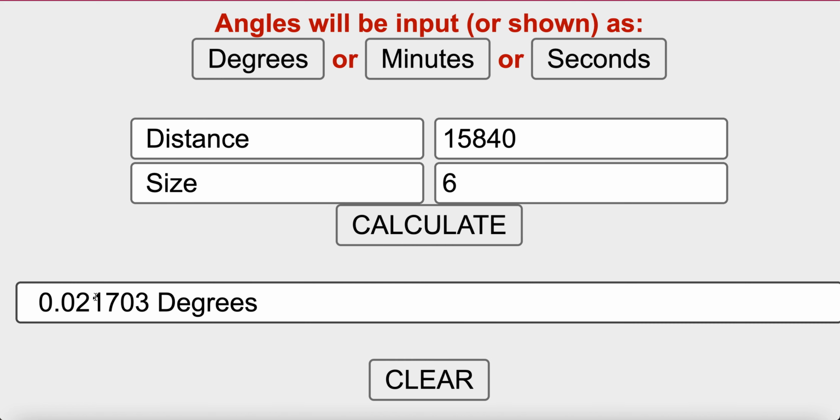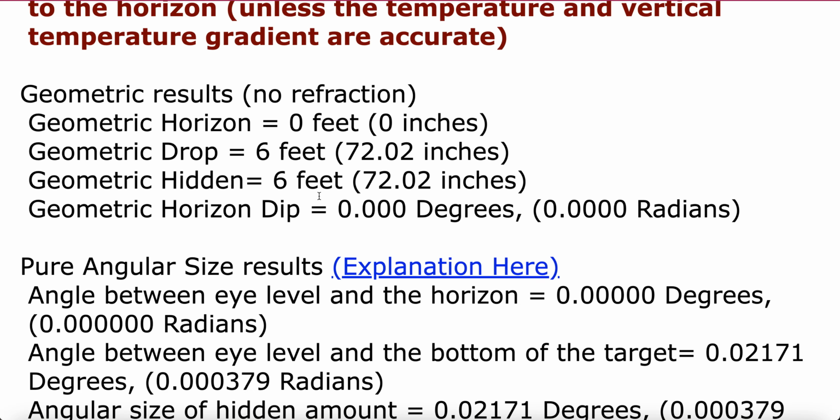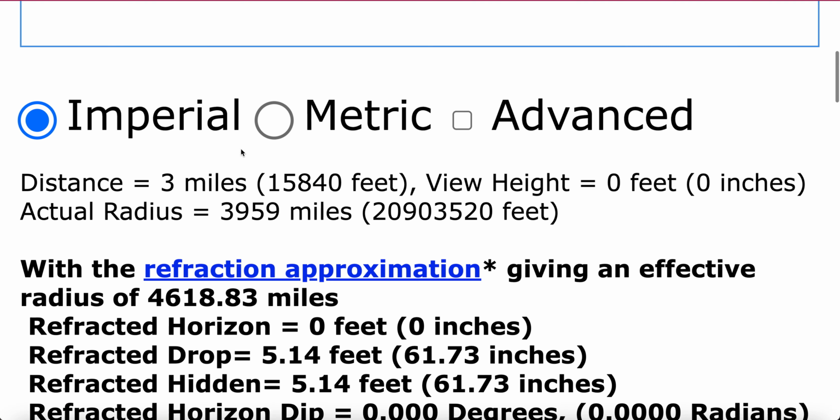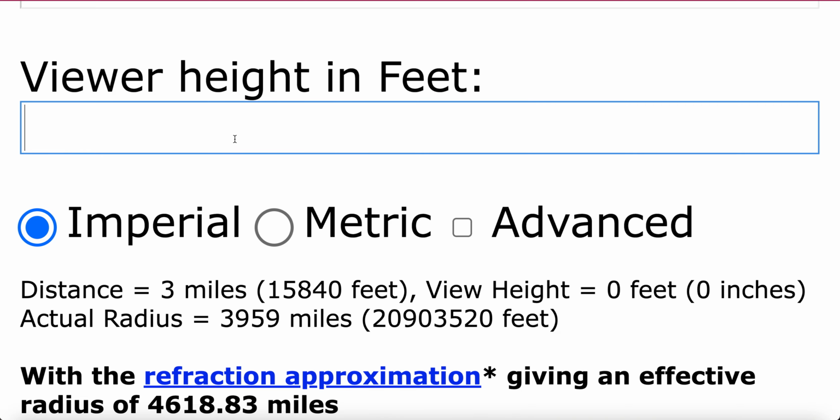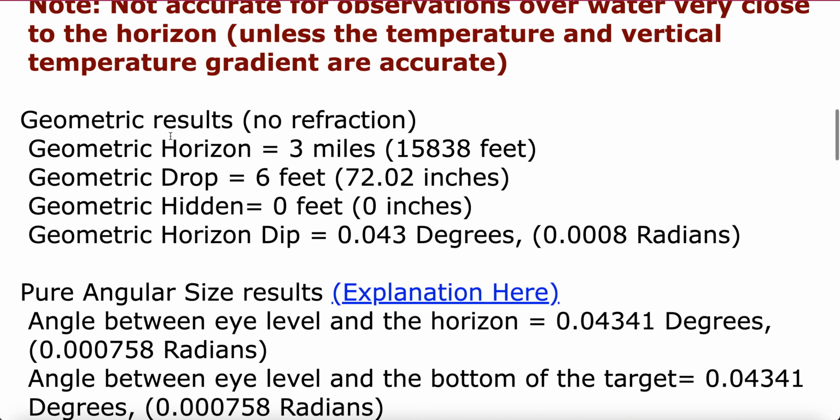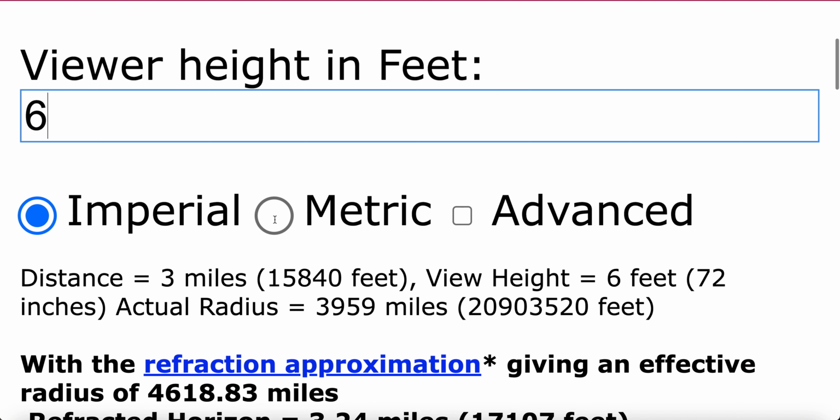Degrees, 0.02 degrees. That's the angular resolution limit of the human eye. So at 3 miles away, something that's 6 foot, it doesn't matter if you're standing at the shore and you're 6 foot high, the angular resolution limit is the same. And in Earth curve maths, if I put in viewer height in feet, let's say 6 feet viewer height, then they say there's no hidden. According to them, nothing is hidden when there's a 6 foot observer, geometric hidden, none, right? This is what they try and claim.